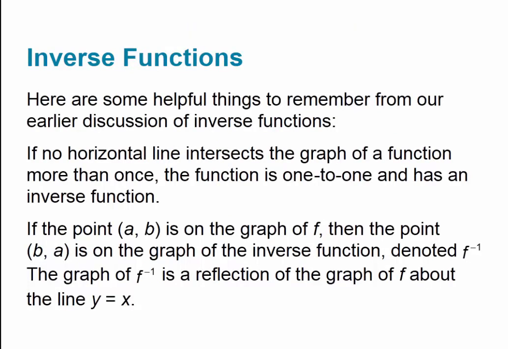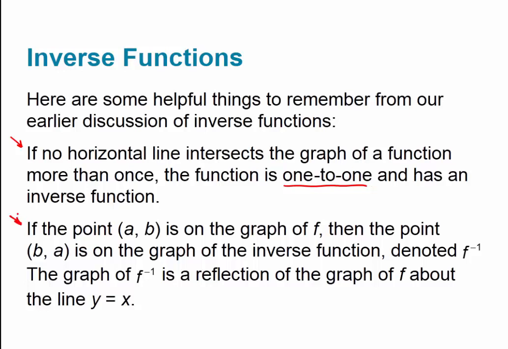Inverse functions. Let's take a quick review here. Here are some helpful things to remember from our early experience with inverse functions. One: if no horizontal line intersects the graph of a function more than once, the function is considered one-to-one, meaning every x-coordinate gets mapped to one y-coordinate and vice versa. Y only gets mapped to one x. So if they don't pass the horizontal line test, they're not one-to-one, and their inverses will not be a function. But if they do pass this one-to-one test, the horizontal line test, then the inverse will be a function.